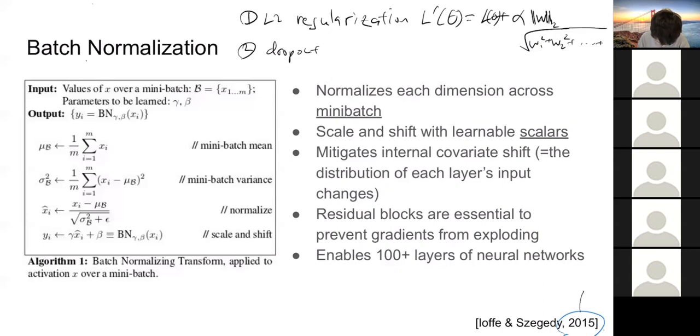Use blue. So we compute the mini batch mean. What that means is that we go across different examples in the current training batch and compute the mean, and then we compute also the variance using this mean, and then use these two terms to normalize it, and we get this x hat i.